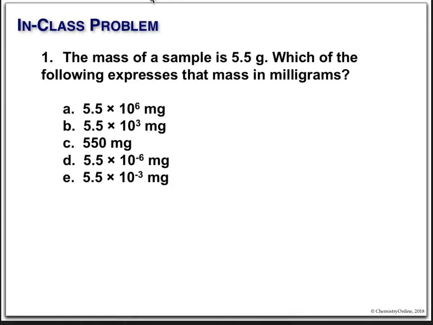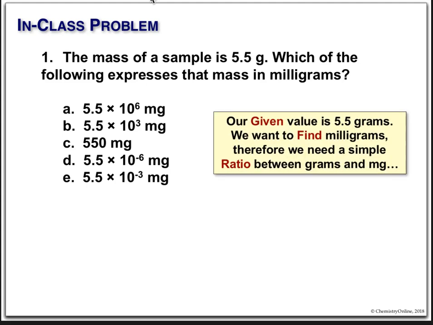Start off with our first question. Mass of a sample is 5.5 grams. Which of the following expresses that in milligrams? Fairly simple conversion question. If we look at our word problem here, we can identify the given value, 5.5 grams. What we're trying to find is milligrams. So we want a ratio that's going to relate grams and milligrams. And grams must be in our denominator. Those are the rules. This is a ratio that works. There are 1,000 milligrams in every gram.